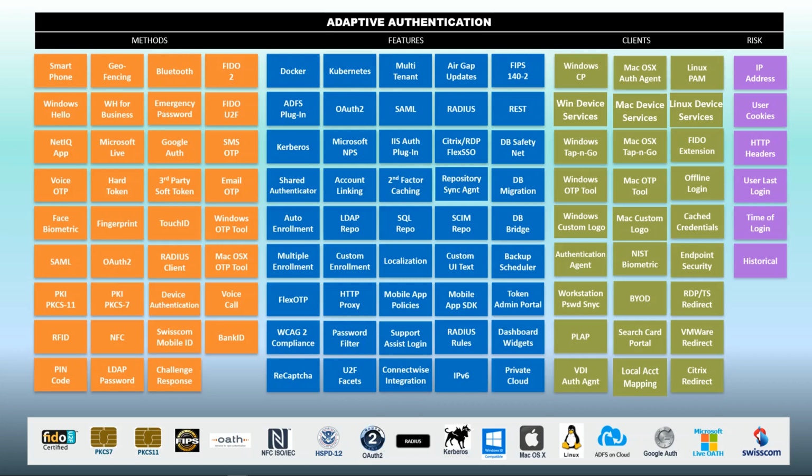In the features section, you can see we run on Docker and use Kubernetes. We support Kerberos and auto-enrollment. Another interesting feature worth exploring is the account linking. How this can be used is in a help desk scenario when a user is not in the office and a help desk person wants to resolve an issue.